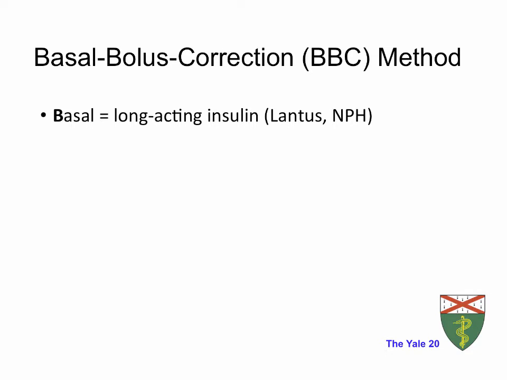So the basal is a long-acting insulin. We can either give Lantus, which is dosed daily because the effect lasts for roughly 24 hours, or NPH, which is typically dosed twice a day. And this is supposed to simulate our own endogenous insulin production over 24 hours. The purpose of this is to keep your blood sugar within a normal range in between meals and at night.